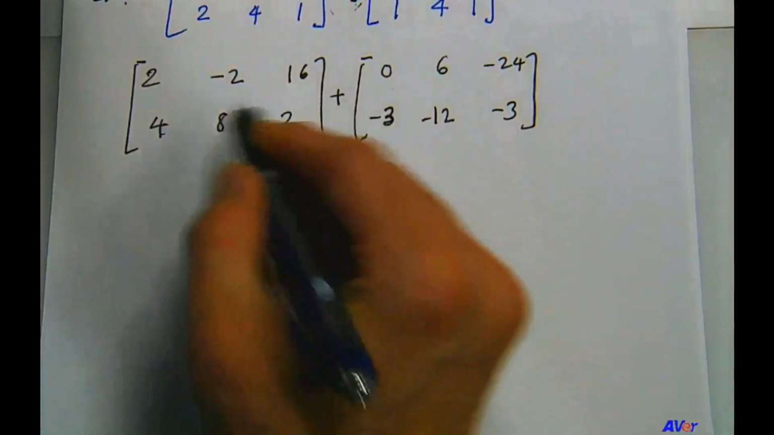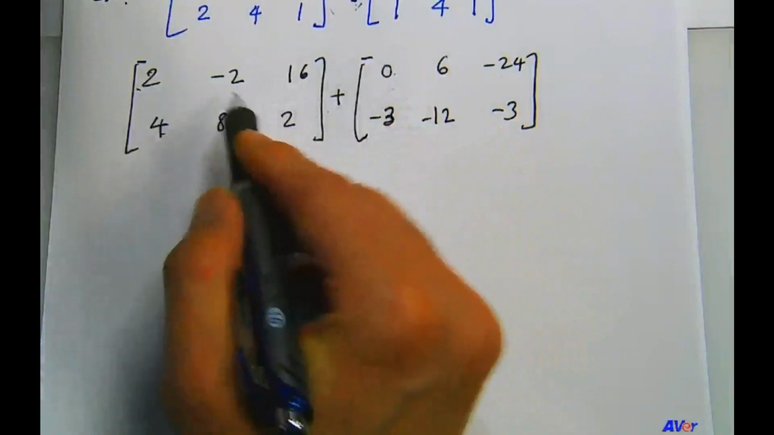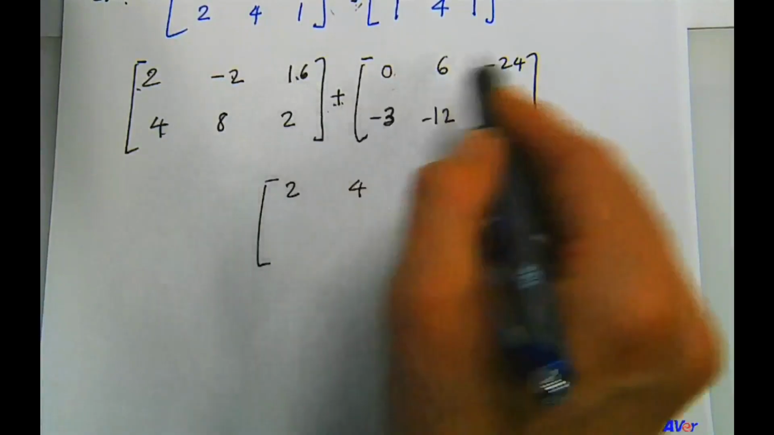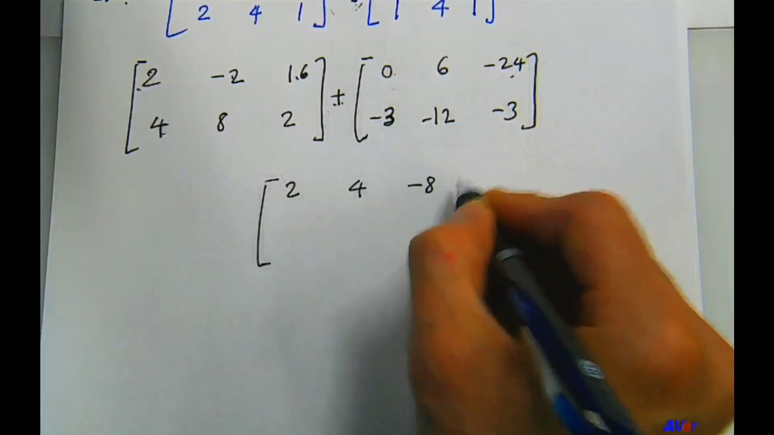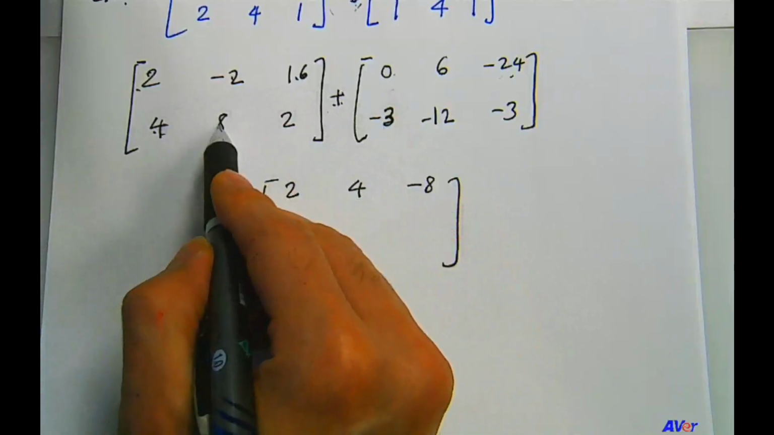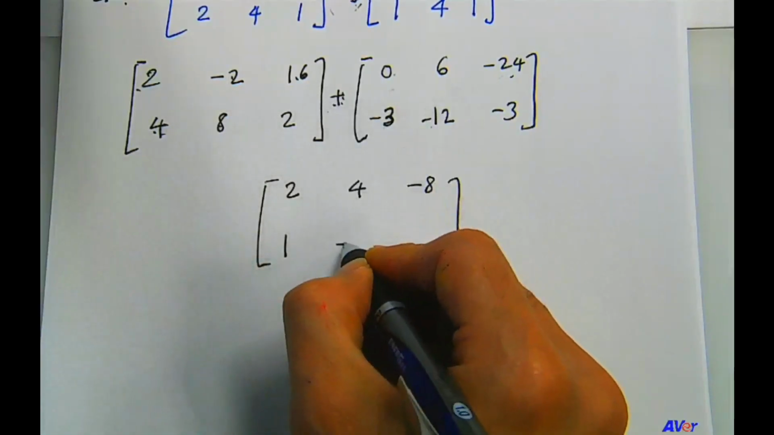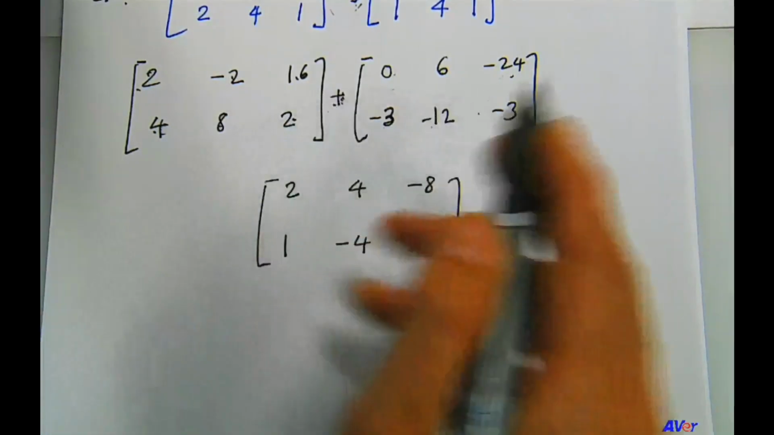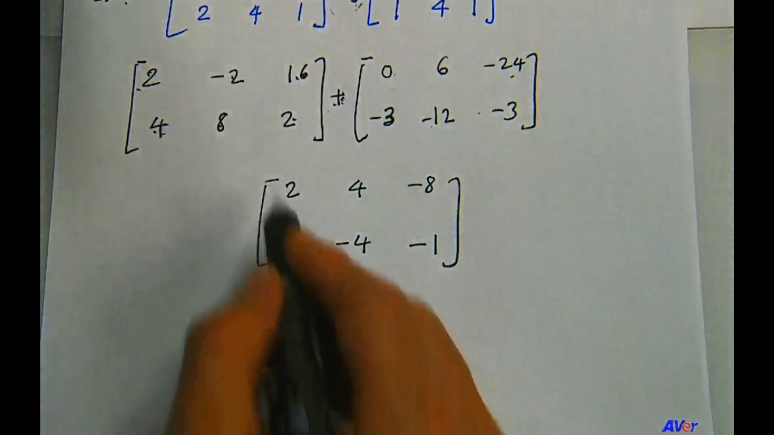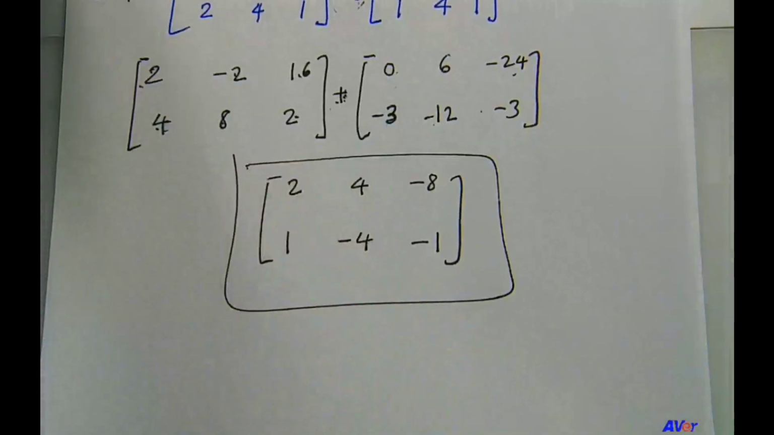Okay, so we have 2 plus 0 is 2. Negative 2 plus 6 is 4. 16 plus negative 24 is negative 8. 4 plus negative 3 is 1. 8 plus negative 12 is negative 4. 2 plus negative 3 is negative 1. Okay, so this is the result of that.